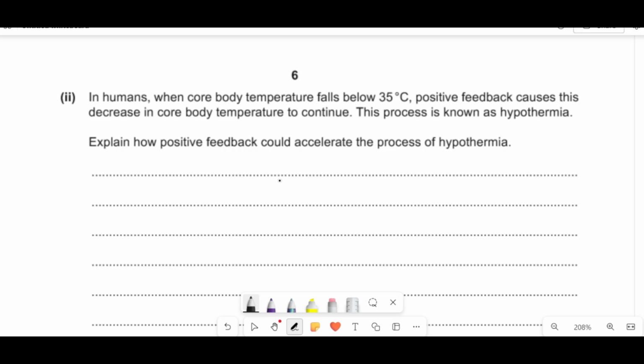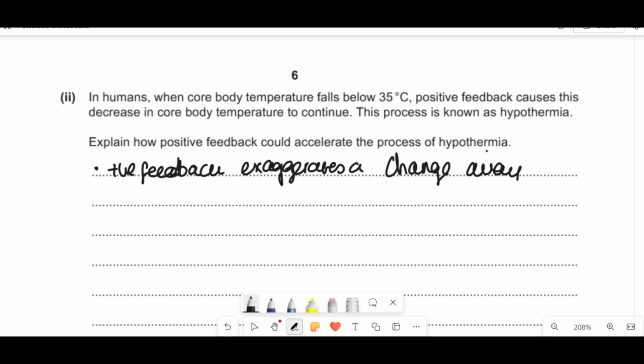So here, we're going to say what positive feedback is, right? So positive feedback exaggerates a change away from the normal. I think it's always helpful to say this either towards or away from the normal, or optimum if you want, because it really makes it clear that you understand what you're saying, from the normal, all right? But that's not us done though, because we need to figure out how this could accelerate the process of hypothermia. So we need to think about what might be going on to make this even worse. So here we have low temperature, and now for some reason we're going even further. We need to think about why.